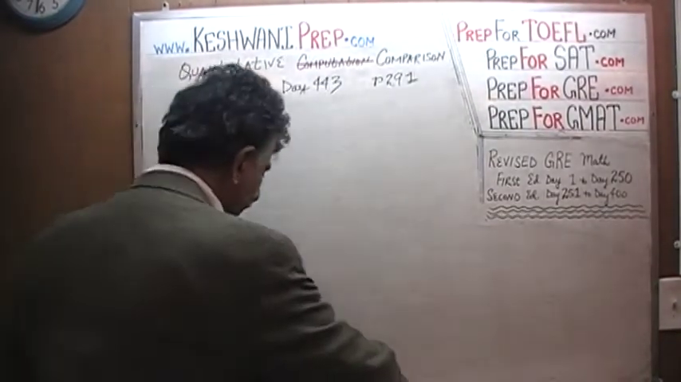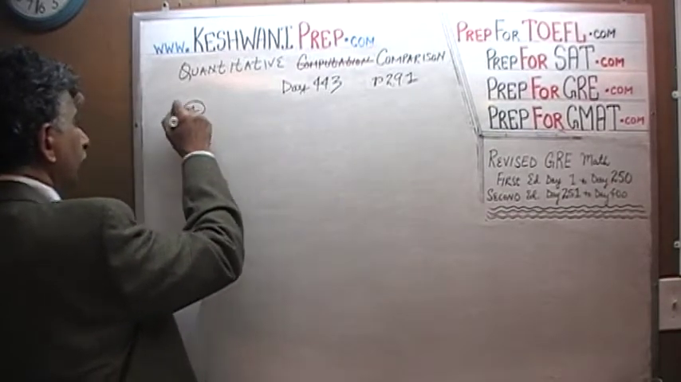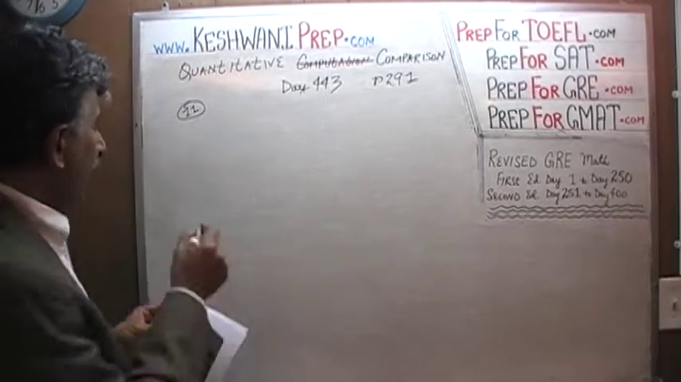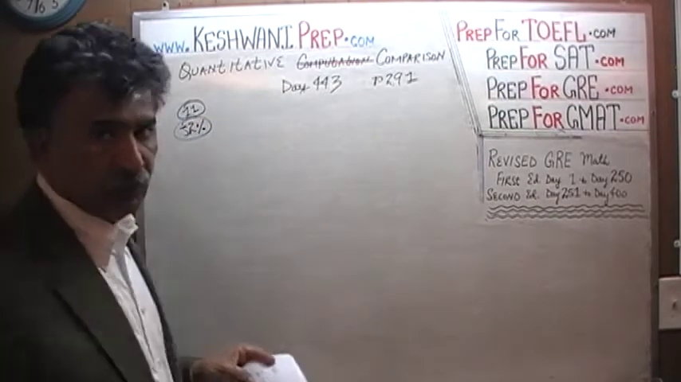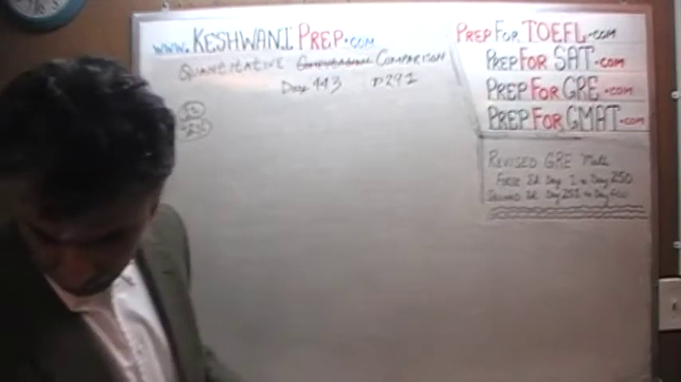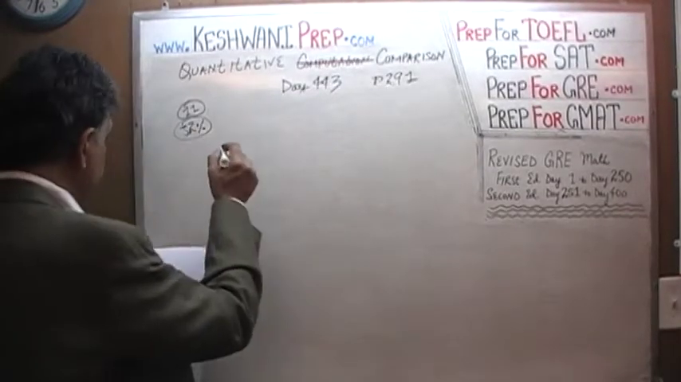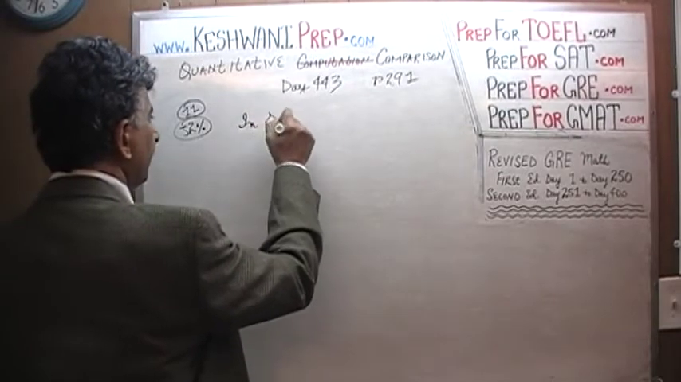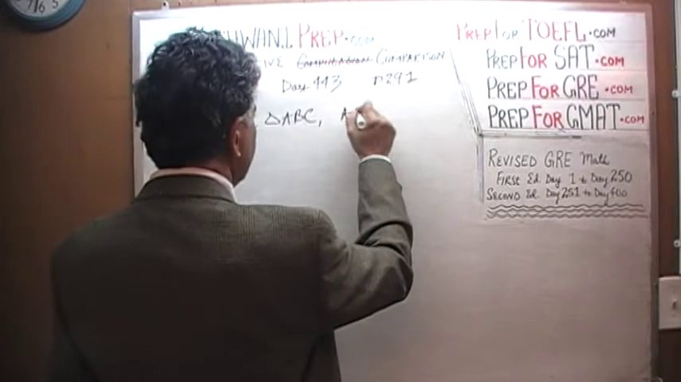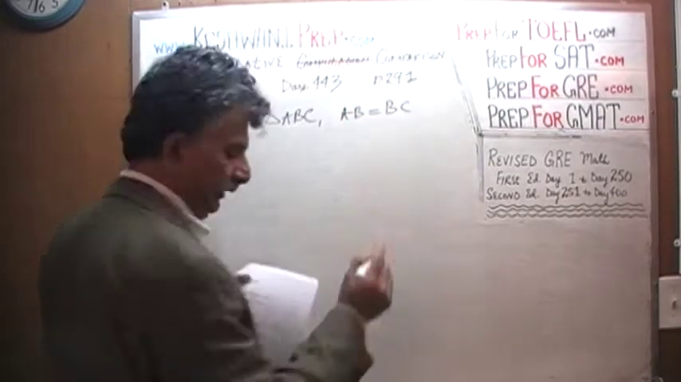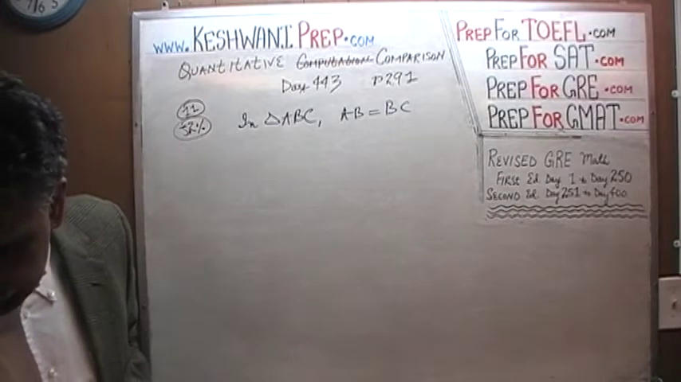It's a geometry question. When it appeared in the exam, about half the people got it right, 52% of the people. Here's what we are told. In triangle ABC, we are told that AB equals BC. And that's all we are told.